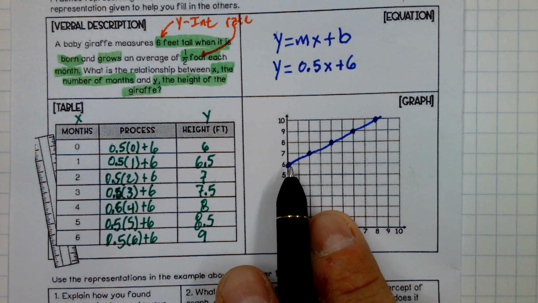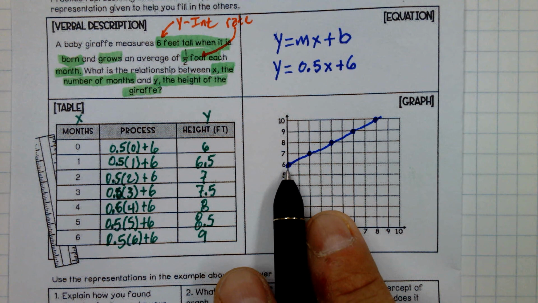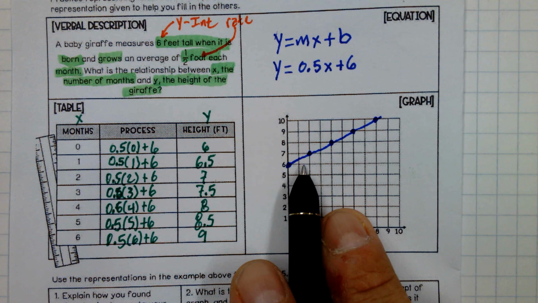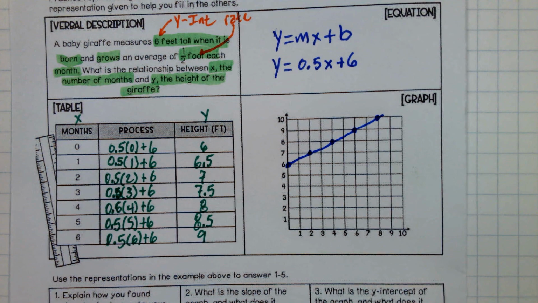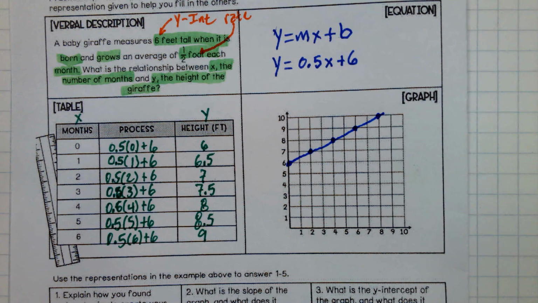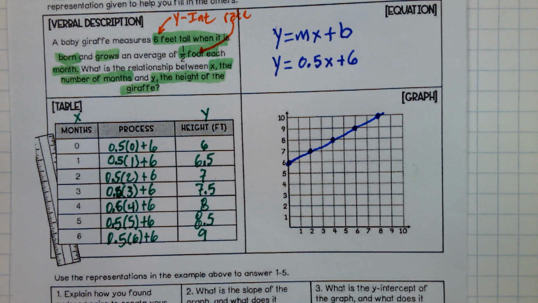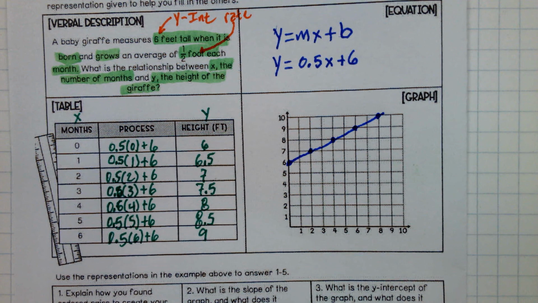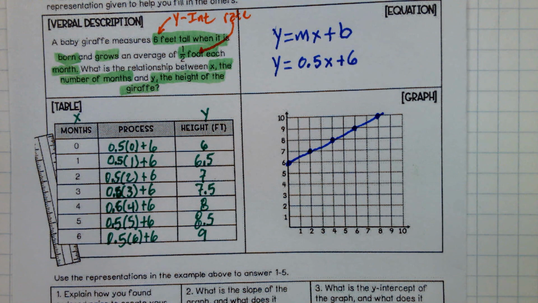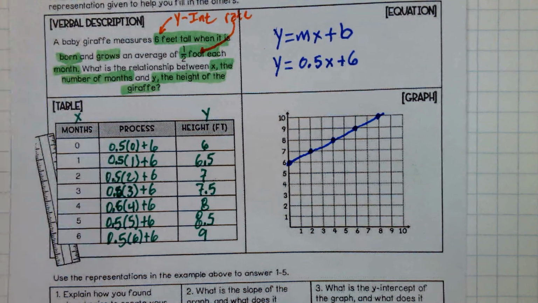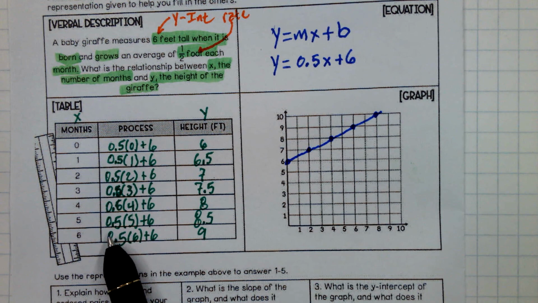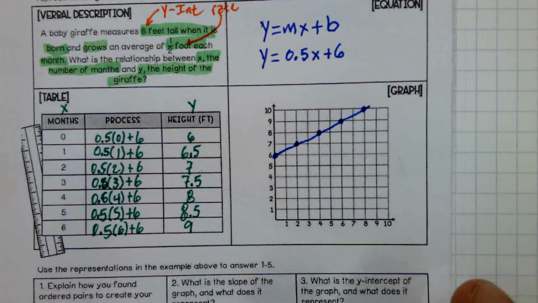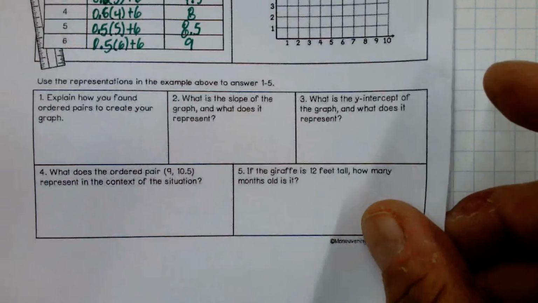Because the giraffe doesn't just magically go from one height and the next month go to another, in between it's growing in small increments. Okay. Any questions? So that's what multiple representations are. We had a verbal description. We were able to make a function, and then we made a function table from that, and then we were able to graph it. Let's move on and answer this.